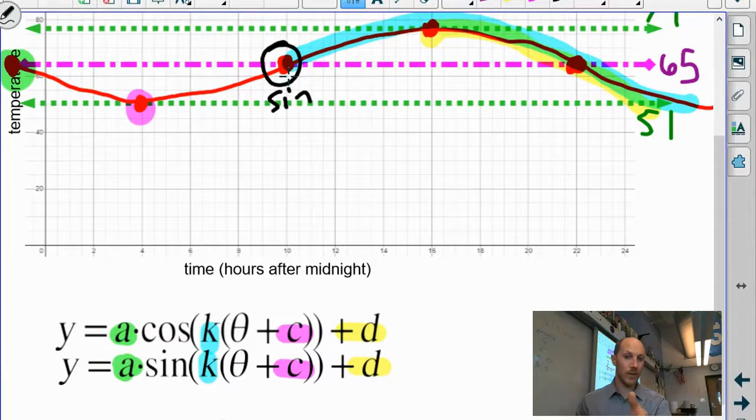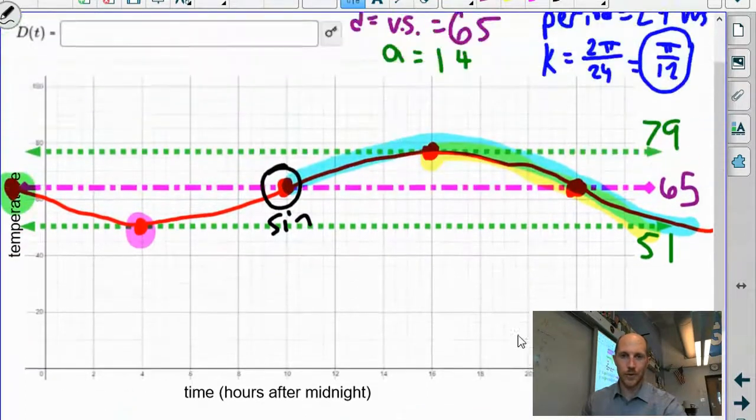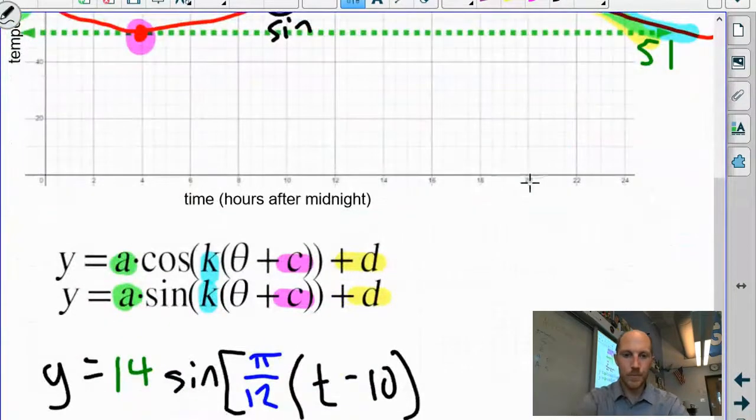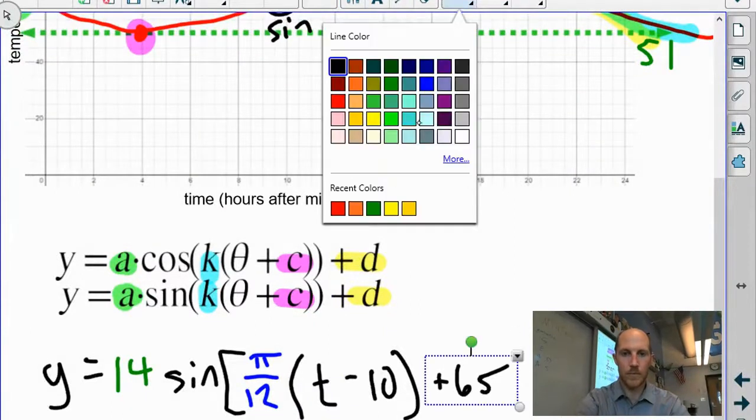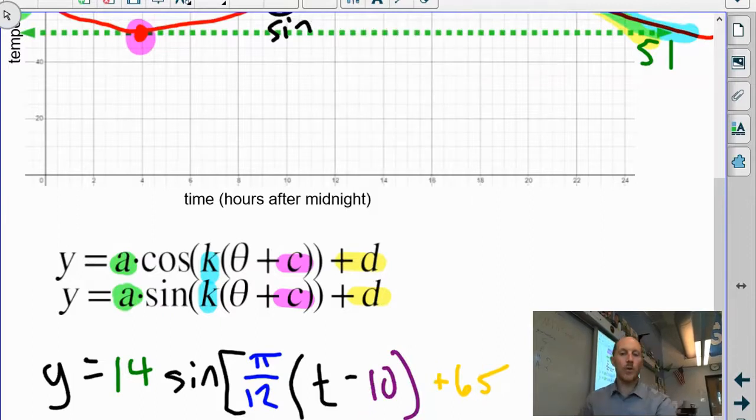And to move to the right 10, I need to put -10 in the equation. So it's always the opposite direction of what we think it ought to be. That's like the world's worst 10. Close those parentheses. And then our vertical shift, which we said is 65. Whoops, that's this color. Our phase shift is supposed to be this color. I got the parentheses too, that's fine. Okay, so there's one possible answer.